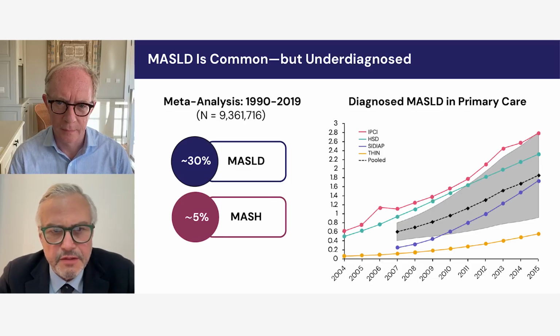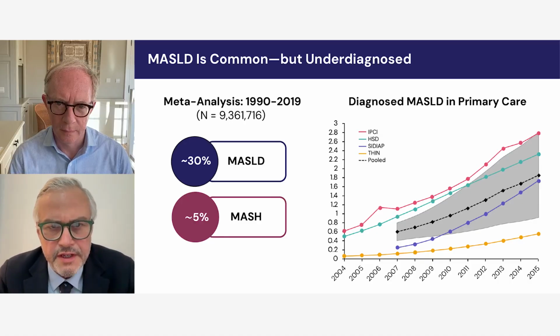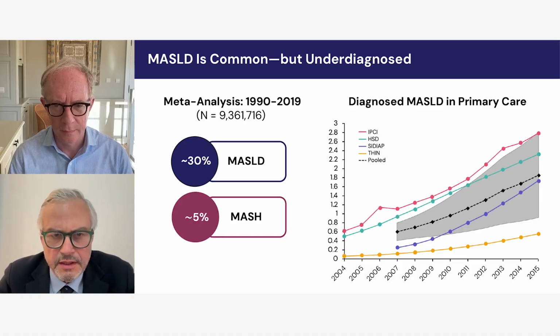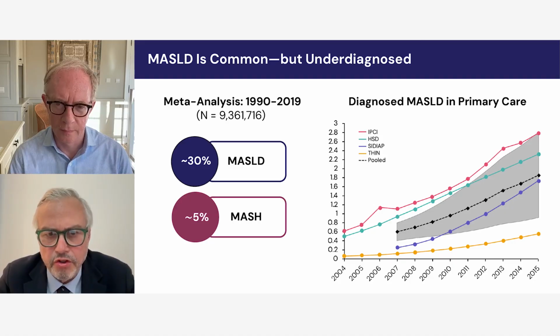MASLD is very common, although it is clearly underdiagnosed. In this meta-analysis, including more than 9 million people, the overall global prevalence in the general population of MASLD is 30%, reaching 5% of the population in MASH. However, the numbers of diagnosed patients in primary care are clearly lower, as shown in the slide, not reaching a prevalence of 3% in the best scenario.